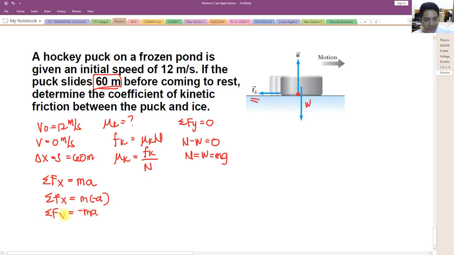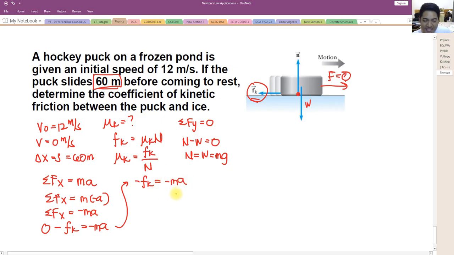We have the summation of Fx. It's decelerating. Now, analyzing the summation of Fx, do we have any force here? No, we don't have any force. It has been given only an initial velocity. So to the right would be 0, minus the opposing force on the direction, which would be fk. That would be negative ma. So we have negative kinetic friction equals negative ma.